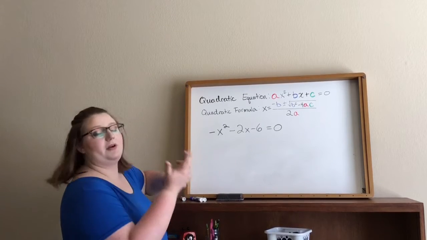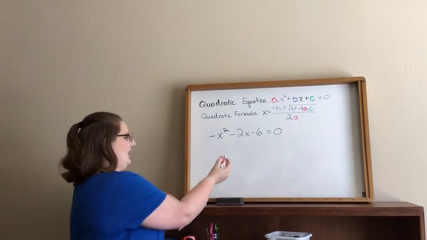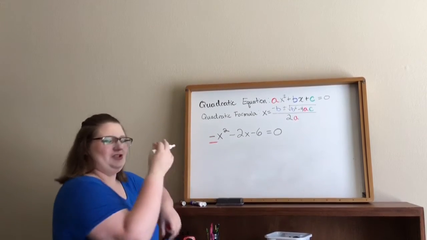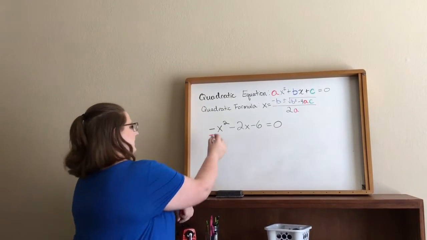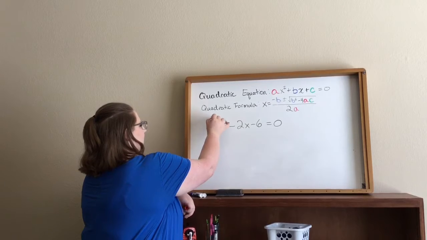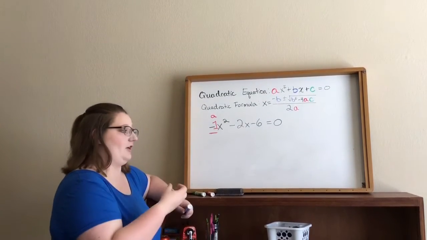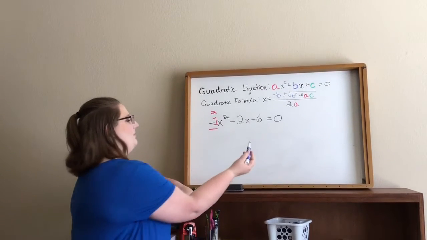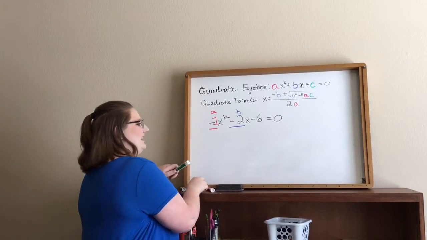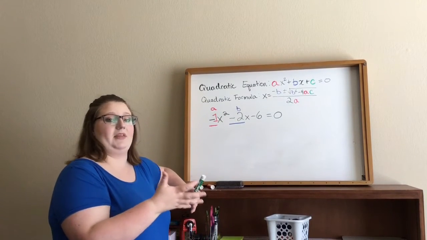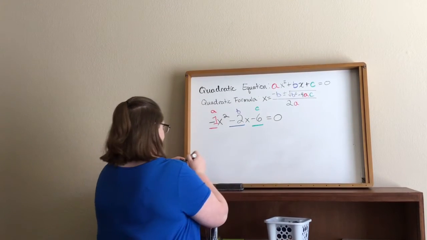So a is our number in front of x squared. When we look in front of x squared here, we just have this negative. But anytime we have just that negative, remember we call it that understood 1 out in front. So negative 1 is going to be a. Then b is our number that comes in front of x, that coefficient. So b in this problem is negative 2. And finally, c is our constant, the number without a variable. So in this problem, c is negative 6.